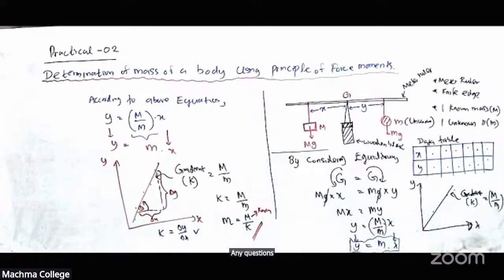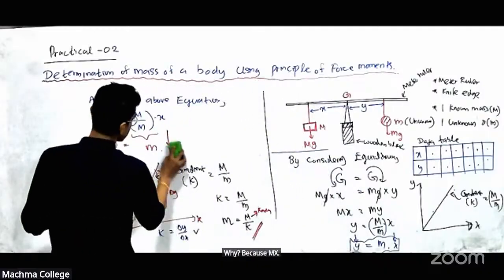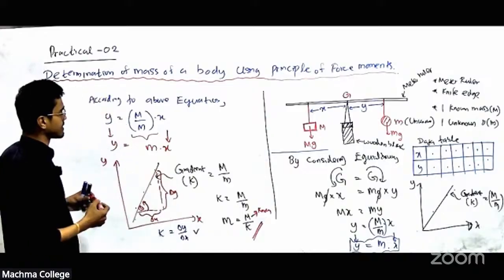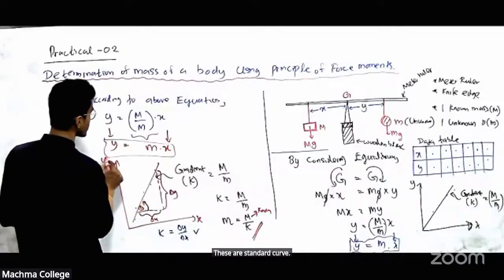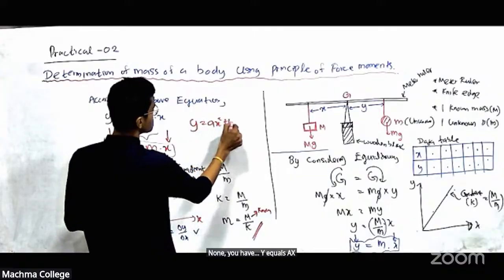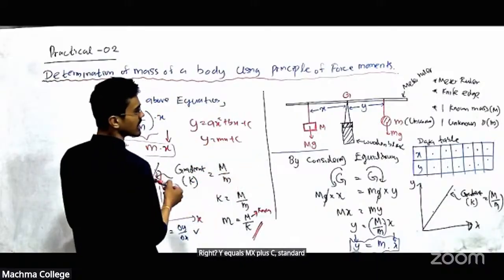Any questions? So what's that last formula? Y equals mx. This one here. Y equals mx is a standard curve. You know there are others like y equals ax squared plus bx plus c. Standard curves. Y equals mx plus c. Standard curves. So they are standard curves.